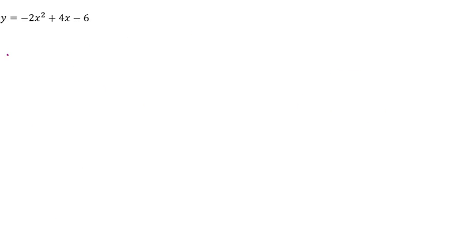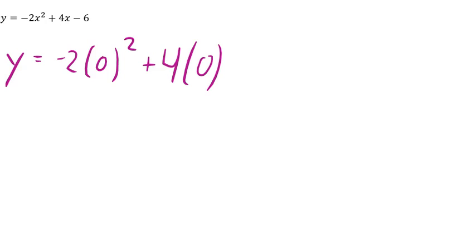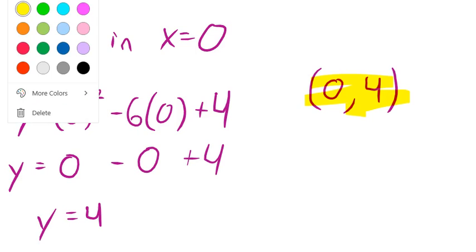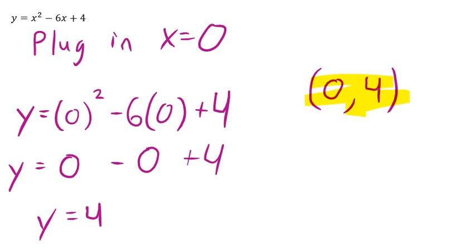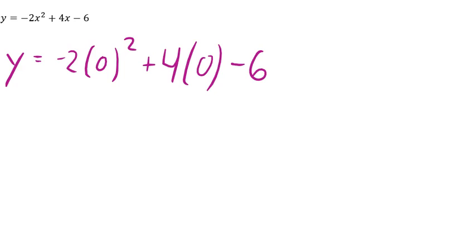If I plug in 0 for x, I get negative 2 times 0 plus 4 times 0 minus 6. Anytime I'm in standard form, the y-intercept is actually even easier than that. Anytime I'm in standard form, these two terms are going to be 0 when I plug in a 0. All that's going to matter is this number. My y-intercept was 4 because my c value is 4. In this one, this all isn't going to matter one bit because it's all going to be 0.